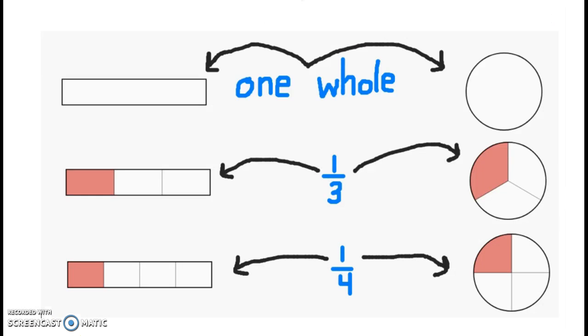So now let's take a look at this picture of one whole shown as a rectangle or a circle, and how I've made it into some unit fractions. Here I've shown the rectangle divided into 3 equal pieces and 4 equal pieces. We have 1 out of 3 showing 1/3, or 1 out of 4 equal pieces showing 1/4. And here's what it looks like in a circle. 1 out of 3 pieces, 1 out of 4 equal pieces. These are both unit fractions. So now we need to move on to drawing unit fractions on a number line.